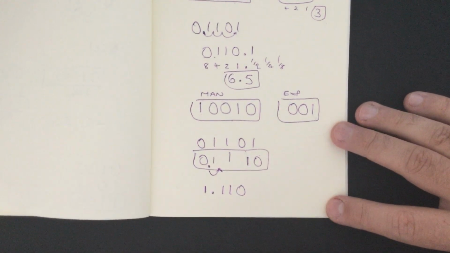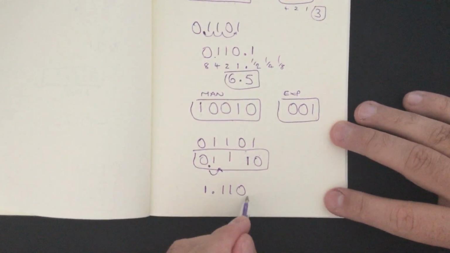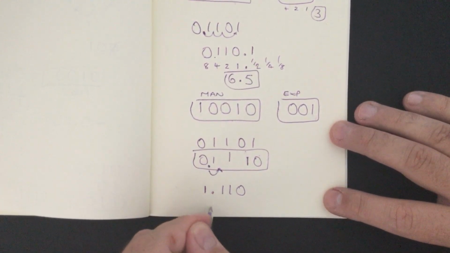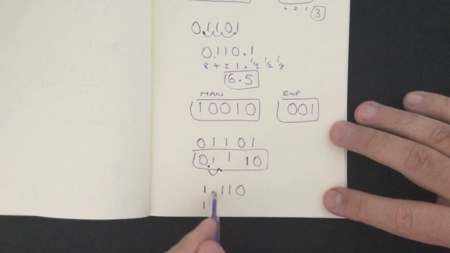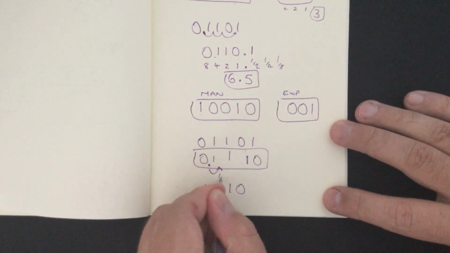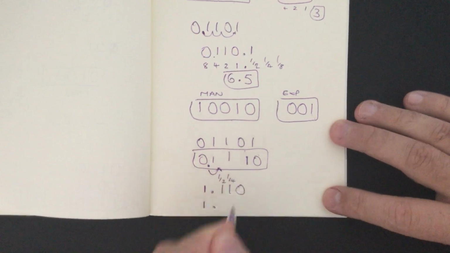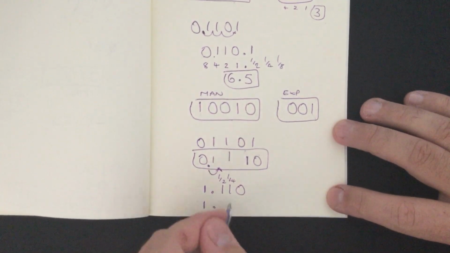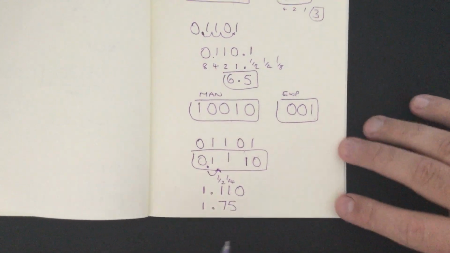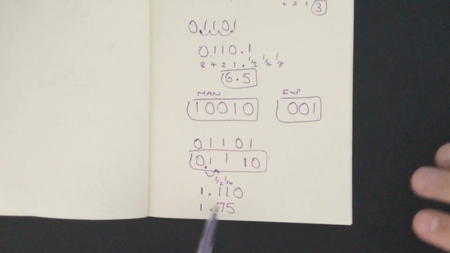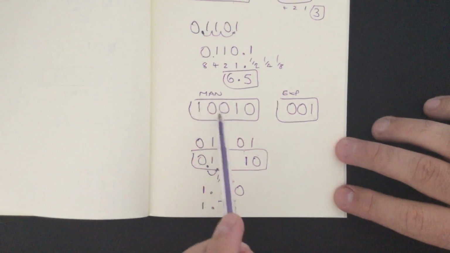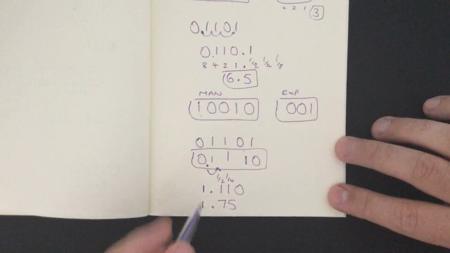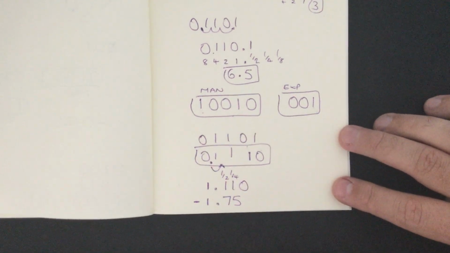1.110. Again, if I just look at my number, to the left of the binary point is the same as normal, so that's just equal to 1 in binary. To the right of the binary point is fractions, so I've got a half and I've got a quarter. A half plus a quarter is 0.75. So 1.75. That is not my final answer, because look back at my original number, I was working with negatives. So my answer is minus 1.75.